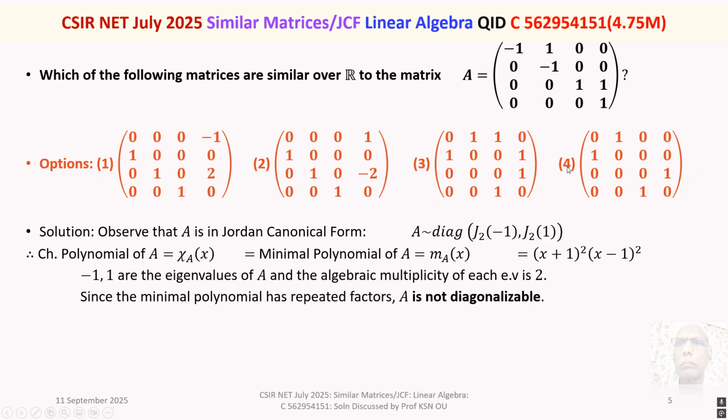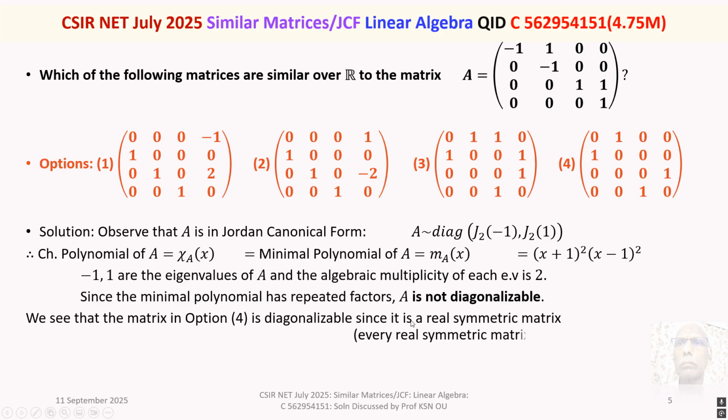Whereas if you see the matrix in option 4, you see this is a real symmetric matrix. And we know that every real symmetric matrix is diagonalizable. Therefore, the matrix in option 4 is diagonalizable. We see that the matrix in option 4 is diagonalizable, since it is a real symmetric matrix and we are using the result that every real symmetric matrix is diagonalizable. So the matrix given in option 4 is diagonalizable, whereas the given matrix capital A is not diagonalizable.